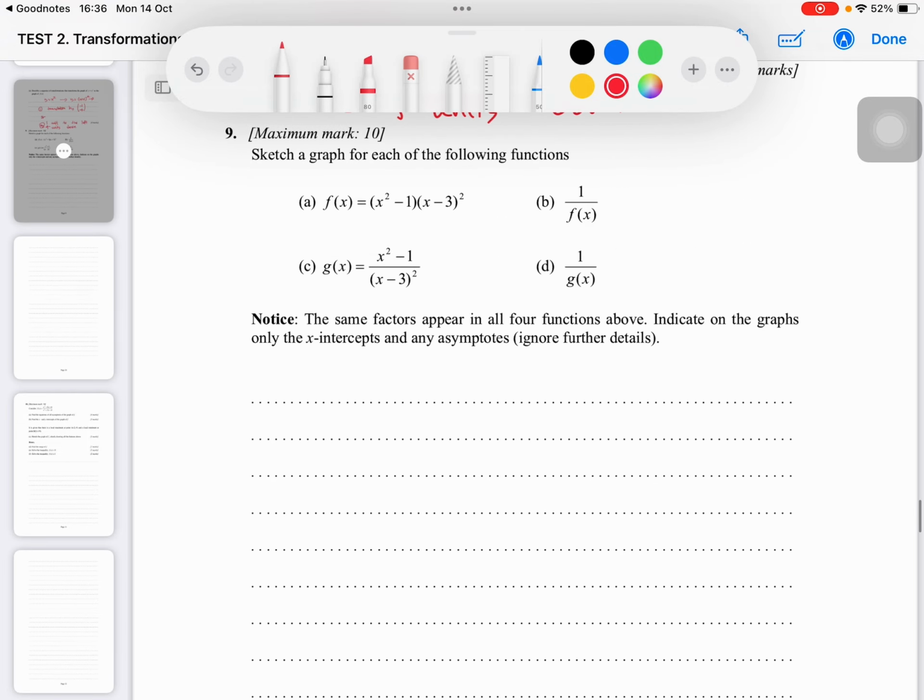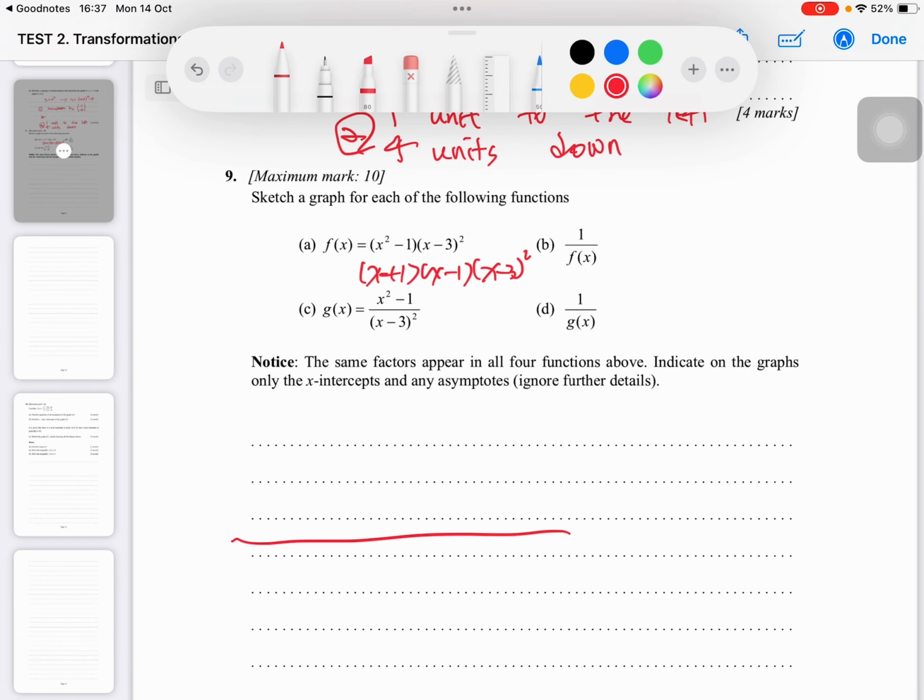Okay, so this one, x plus 1, x minus 1, and x minus 3 squared. So f of x, zeros at negative 1, 1, and 3. And the leading coefficient is positive. And we start from the right upper side. But we have 3 twice, so we just touch. It doesn't cross the x-axis. So like this. And 1 and negative 1, 1 crosses, negative 1 crosses, like this. So this is f of x.